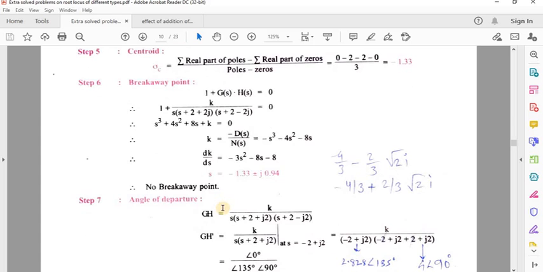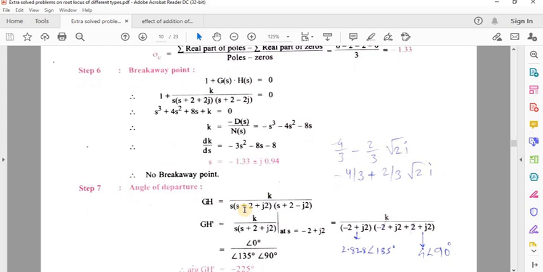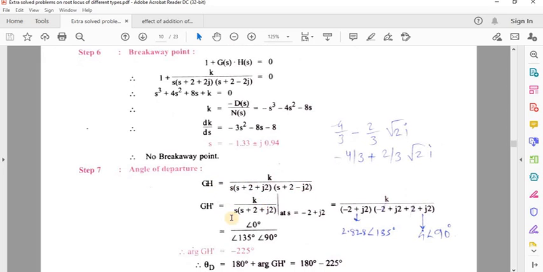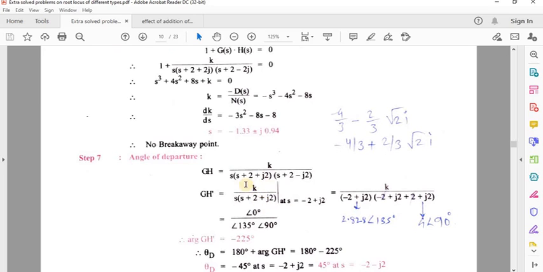Then angle of departure is important because at that point our root locus will depart. So the formula is given as gh is equal to k upon this. Gh means your plant transfer function. Then you have to choose for one pole, for one complex pole. Then you have to take the same for the other complex pole. For example, I have given here. Firstly, you have to choose for this one, this part.